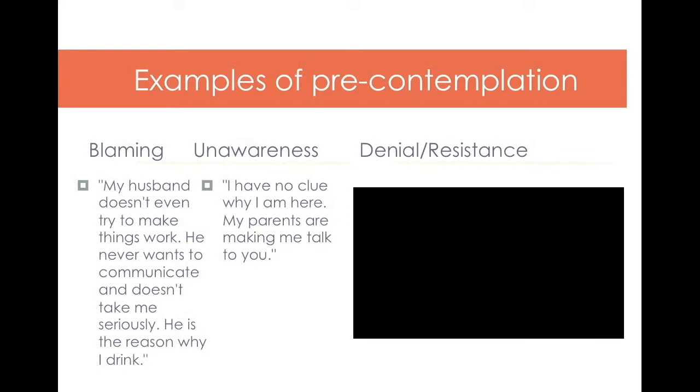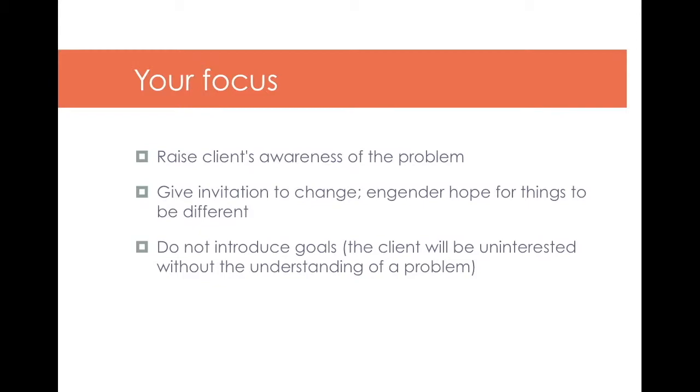Here we have Ross denying the problem, and the problem is that he's in love with Rachel. So your focus in the pre-contemplation stage is to raise the client's awareness of the problem. You want to give the invitation to change and engender hope for things to be different, but we're not introducing any goals here. The client will be uninterested in a goal if they don't understand the problem.